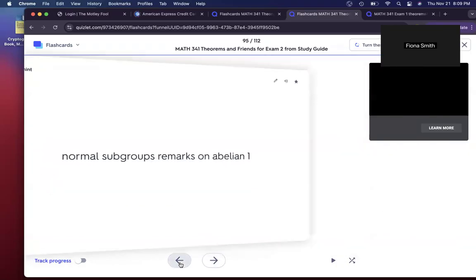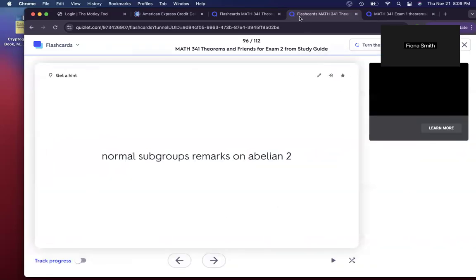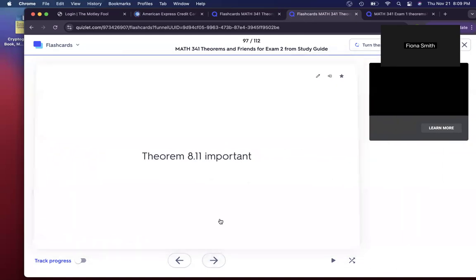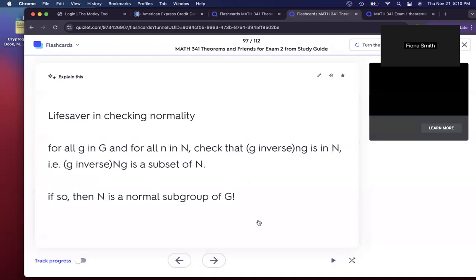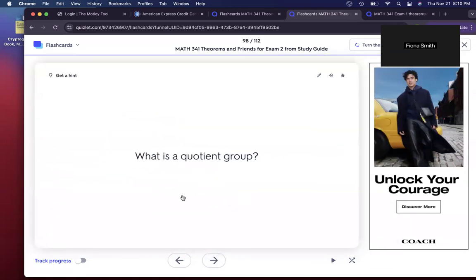Something important about theorem 8-11, this one. It's a big lifesaver because now instead of having to find every nA and An, it's so much easier to check. For all g in G and for all n in N, if you check that g inverse ng is in N, which means that g inverse Ng is a subset of N, then N is a normal subgroup of G. And that's the exclamation point is me being excited. That's not factorial. I need to stop using that exclamation point. All right, and that's the end of this video.